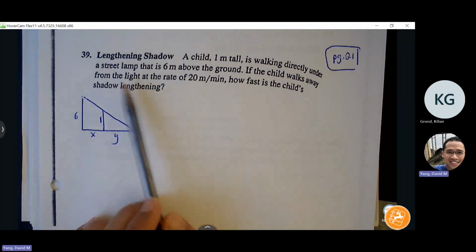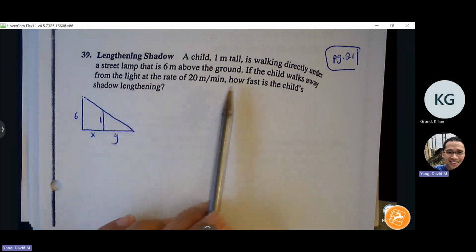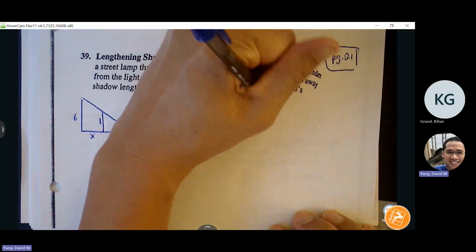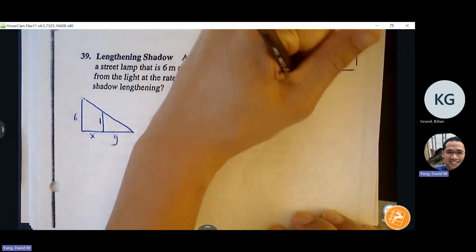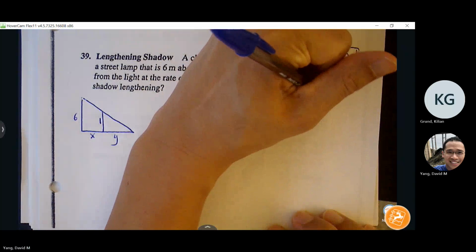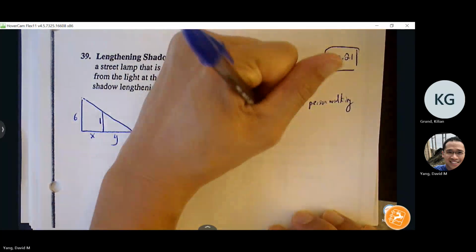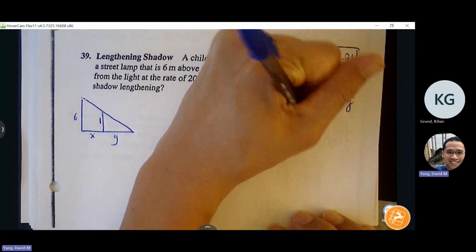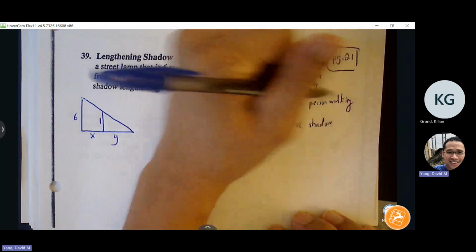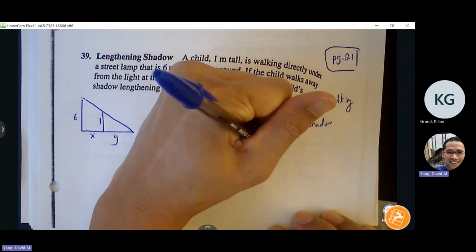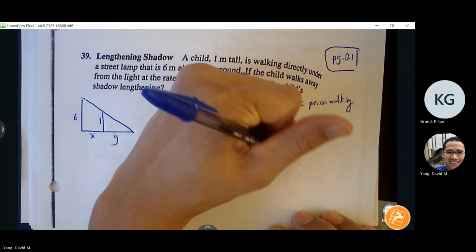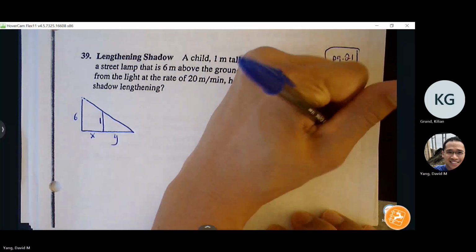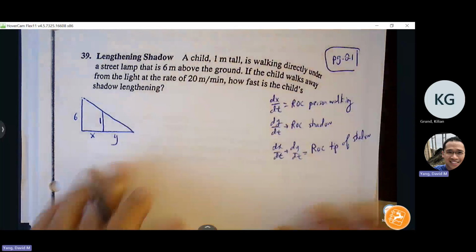If the child walks away from the light at a rate of 20 meters per minute, how fast is the child's shadow lengthening? So just to remind us here, dx/dt is the rate of change of the person walking. dy/dt is the rate of change of the shadow lengthening or changing. And if I add the two rates together, that's going to be the rate of change of the tip of the shadow in relation to the ground.